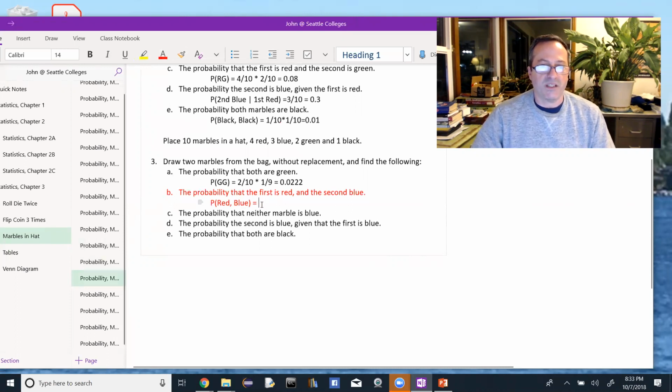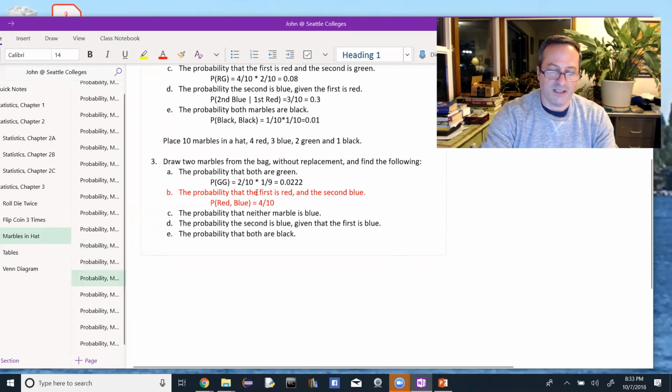So probability the first one is red. Again, we have 4 reds, so that's 4 out of 10 times, now we've taken 1 marble out, there are 9 left, and of those 9, 3 of them are blue, so 3 out of 9. So in the previous problem, we had 2 greens, 1 of them came out, so that only left 1 left. In this problem, because I'm taking the red out first, we still have 3 blues left. And I could write that as 12 over 90 and then reduce it, or 0.133333.